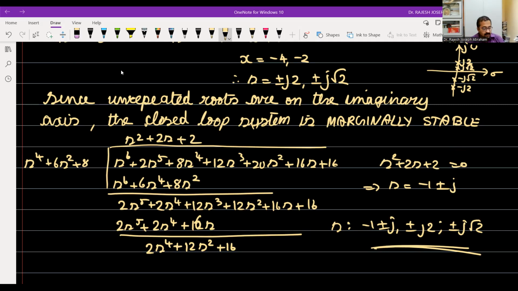Okay, so whenever you come across a row full of zeros, make sure that you factorize the polynomial and find where the actual closed loop poles are. Otherwise, you are bound to make wrong conclusions regarding stability. Okay, let us try another problem.